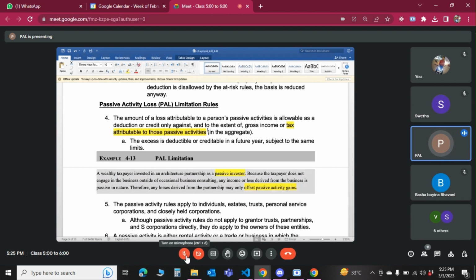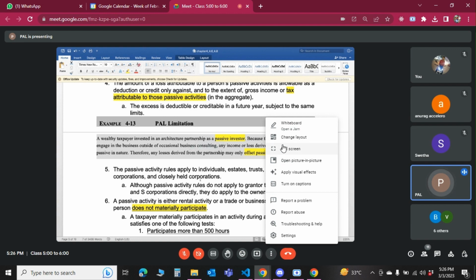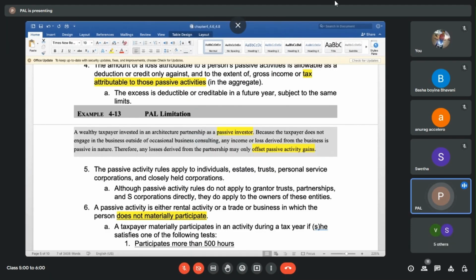The passive activity rules do not apply to C corporations. I hope you all know what a C corporation is. Anurag? Yes, it's a general corporation. It's not a pass-through. So the passive activity loss limitation rules we're looking into are applicable to individuals, estates, trusts, and closely held corporations. They're not applied to partnerships or S corporations directly, but obviously they are applied to the individuals who own shares in those companies. So they do apply to the owners of these entities.